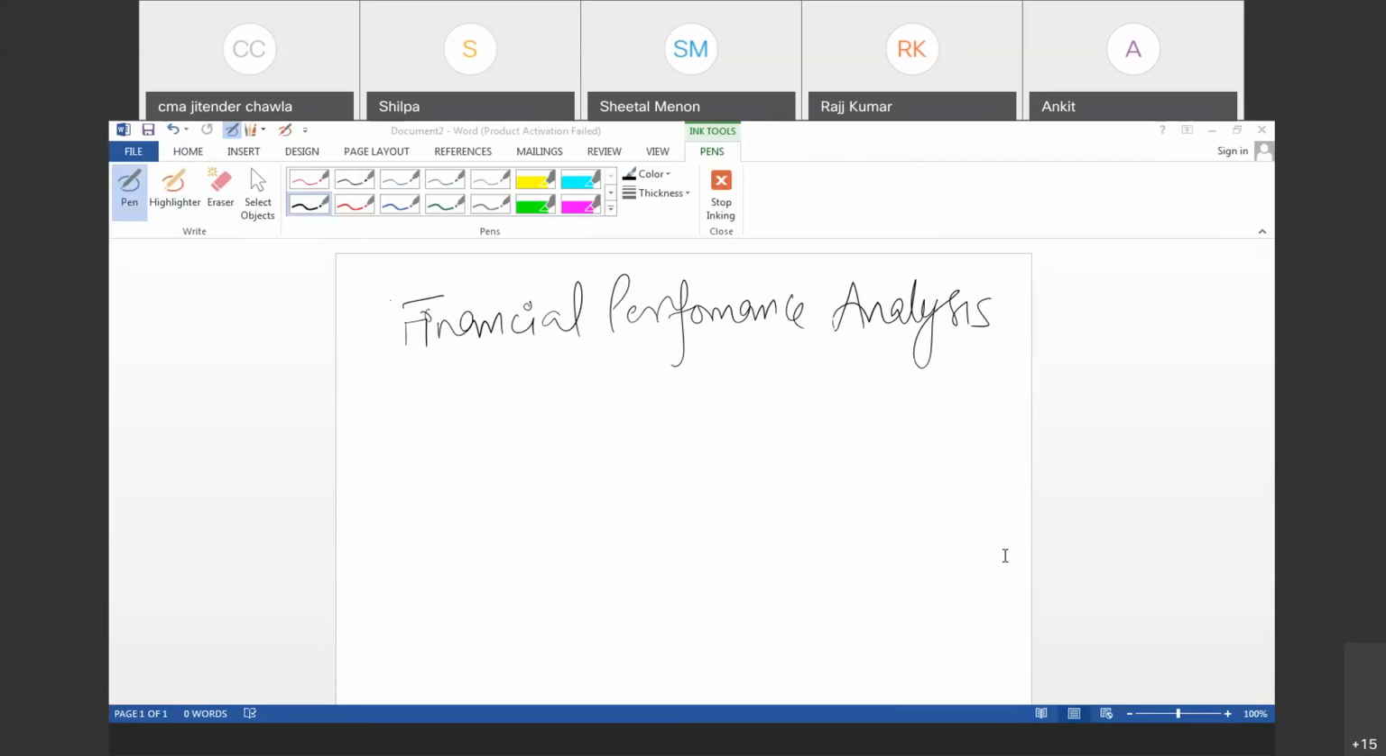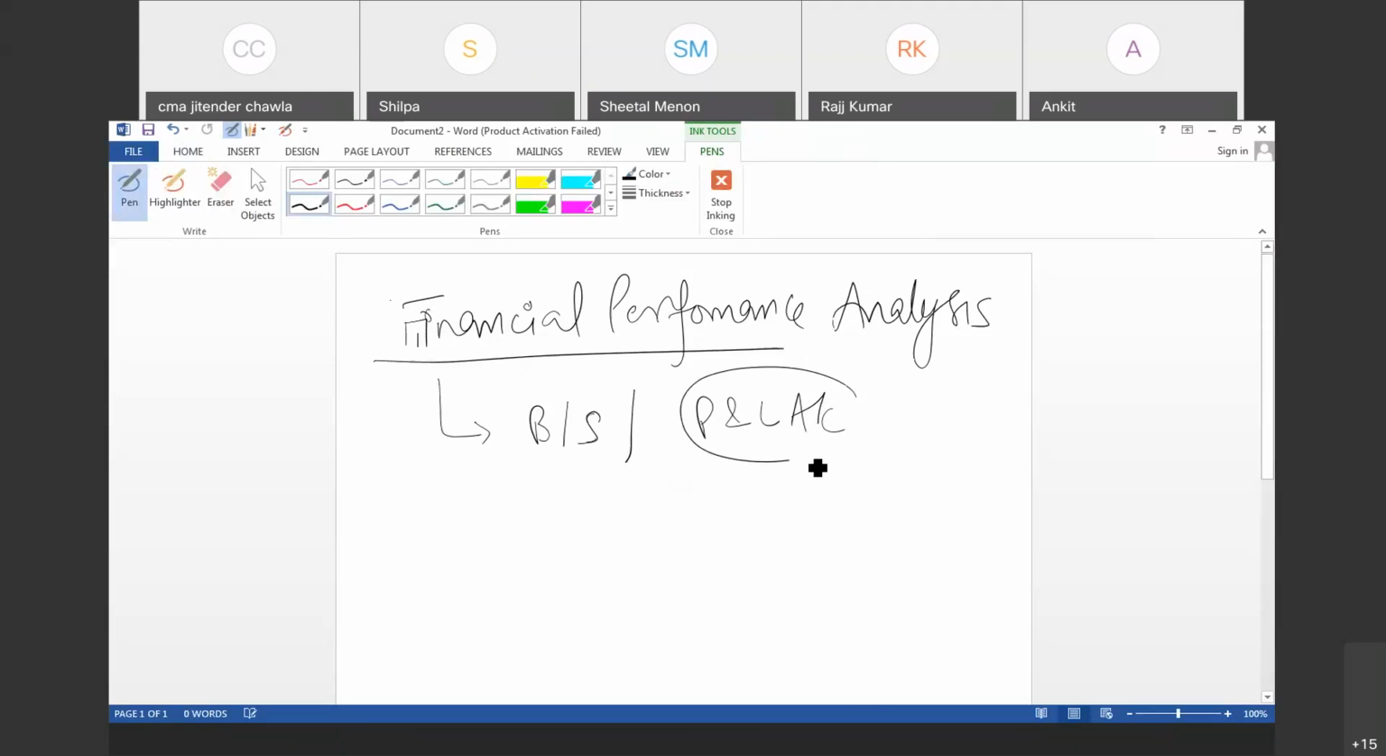Financial performance analysis. What do you mean by financial performance? How do you measure it? Preparation of balance sheet and profit and loss account. I expected this answer to turn up, but they are very extreme solutions. And what about cash flow? Right. Excellent.